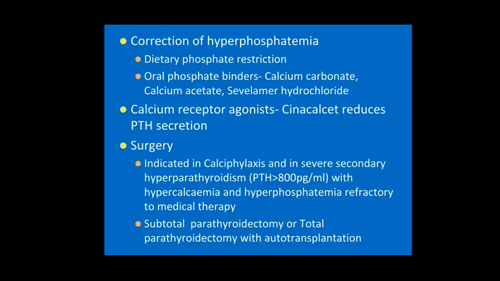Now surgery is indicated only in severe secondary hyperparathyroidism and in calciphylaxis. Severe means the parathyroid hormone is more than 800 picogram per ml. Here the patient has hypercalcemia and hyperphosphatemia, refractory to medical therapy. Now subtotal parathyroidectomy or total parathyroidectomy with autotransplantation is the preferred surgery in such an event.